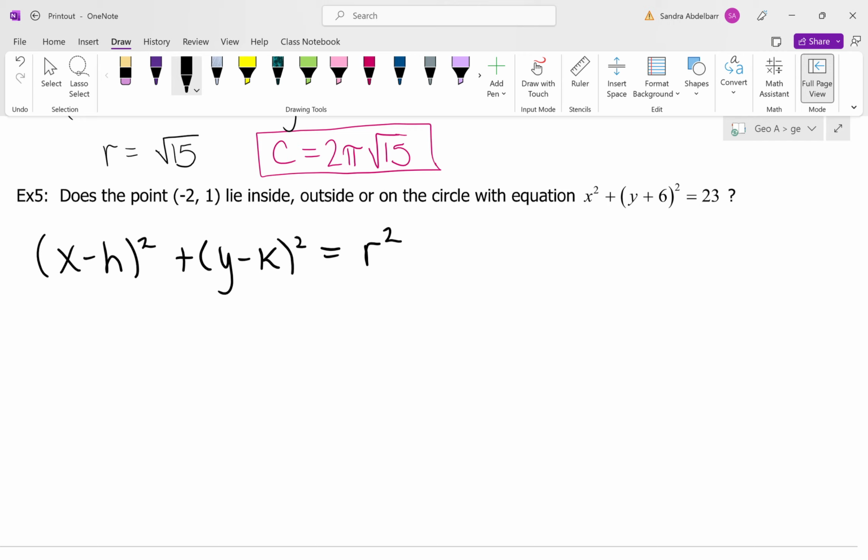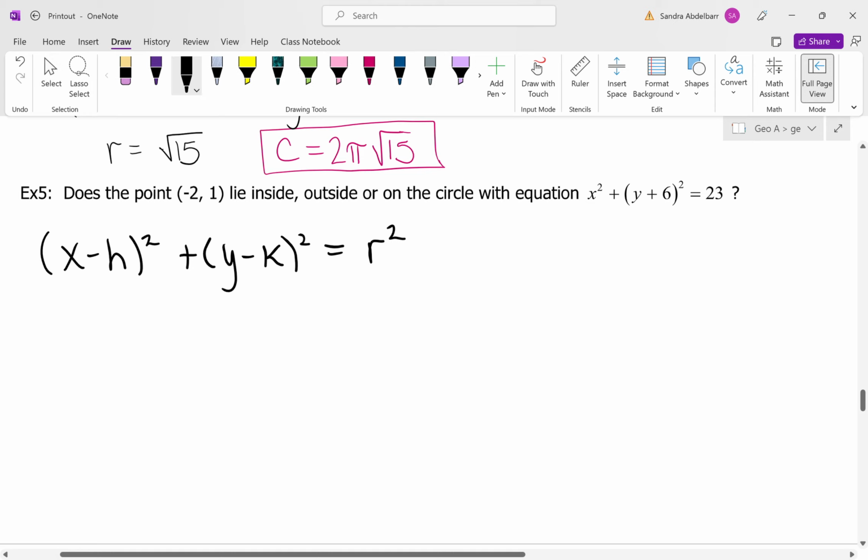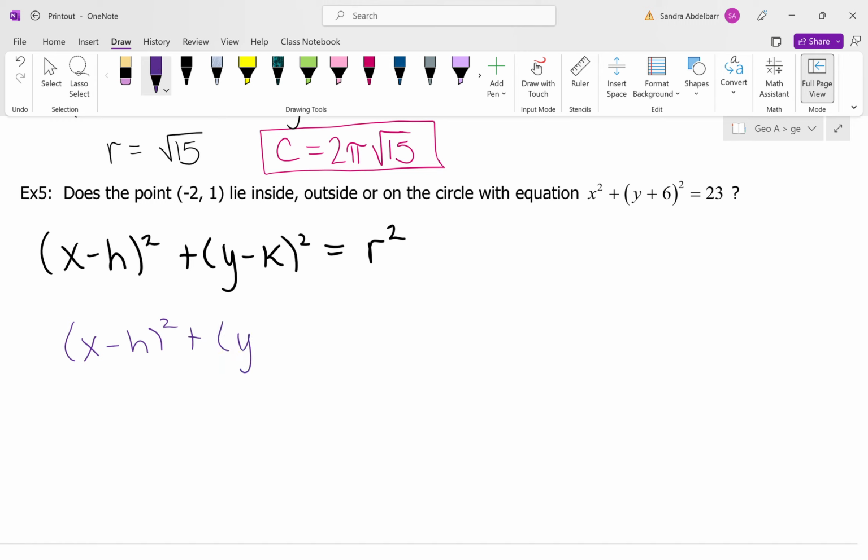Okay. So now when they're asking, does this random point, -2, 1, is it going to be on the rim of the circle? Will it end up outside the circle? Will it end up inside the circle? The way you're going to figure that out is you're going to take your general equation of the circle, which is (x minus h) squared plus (y minus k) squared. If it equals r squared, once you plug everything in, it will be on the circle, on the rim of the circle.